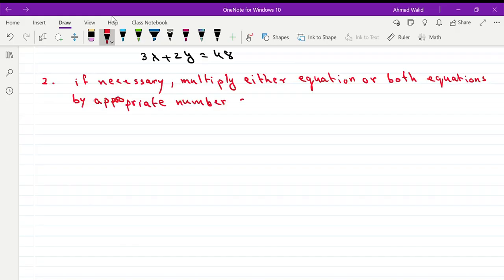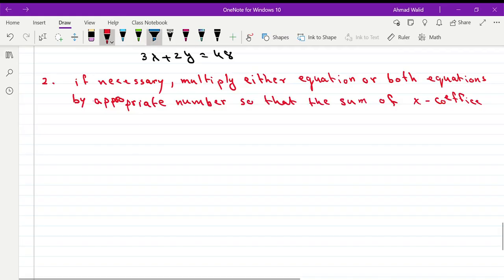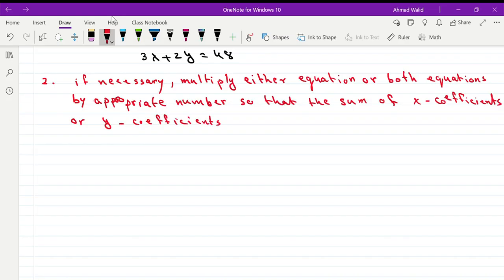So that the sum of the x coefficients or y coefficients, let's correct this, the x coefficients or y coefficients is 0. I'll explain it now here in the example.